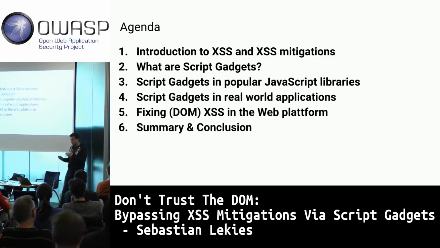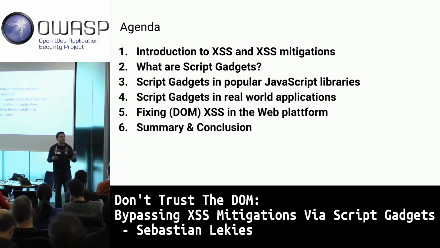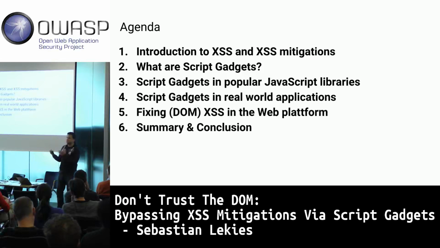We found these gadgets, and we were wondering how prevalent they are in real-world applications. So we conducted two different studies. We conducted a qualitative manual study on popular JavaScript libraries and frameworks to find these gadgets, and we conducted an automated study at scale of the Alexa top 5,000 websites to see how many gadgets we can find in real-world applications. What we saw is that these gadgets that allow bypassing of these mitigations are prevalent in almost all frameworks and all applications that we see.